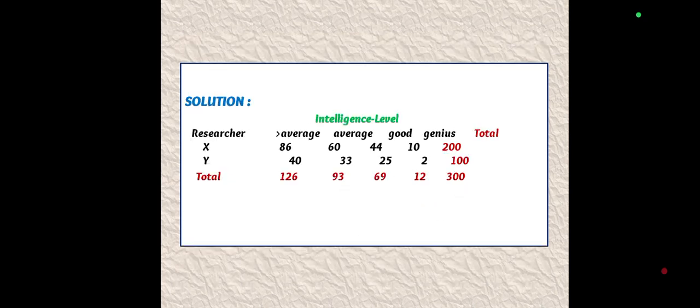First of all, in the solution, we are going to calculate the row total and column total. The row totals are for researchers X and Y, and the column totals are for the intelligence levels: below average, average, good, genius. So the row totals are 200 and 100. The grand total is 300. The column totals: below average is 126, average is 93, good is 69, and genius is 12.